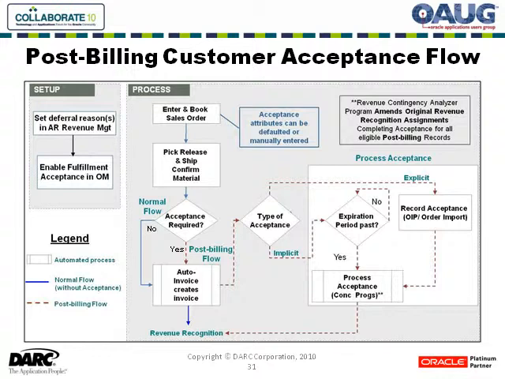and wait for it to be grabbed. If it's implicit, it's going to come across and again wait for expiration date. Okay, so what's my grace period? How many days am I going to wait before I update my revenue recognition basically on these? Once it expires, again, it's going to drop into the process acceptance concurrent programs. For post-billing, the second program is what makes the updates. It's the revenue contingency analyzer program, and that's going to amend the original revenue recognition assignments, completing acceptance for all the eligible post-billing records. It's going to come out of there and then drop into the revenue recognition.